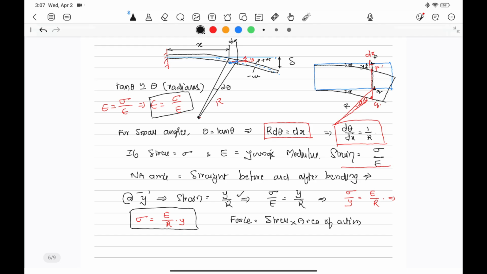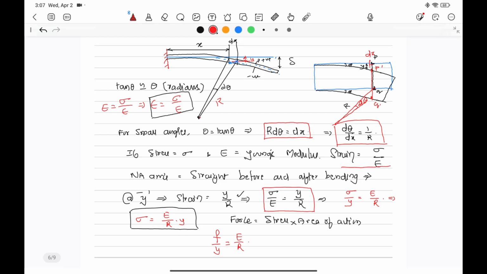But strain is equal to sigma by E. That means sigma by E is equal to y by R. This is one of the famous equations. Sigma by E is equal to y by R. People call it as sigma by y is equal to E by R also. Very famous beam theory equation.